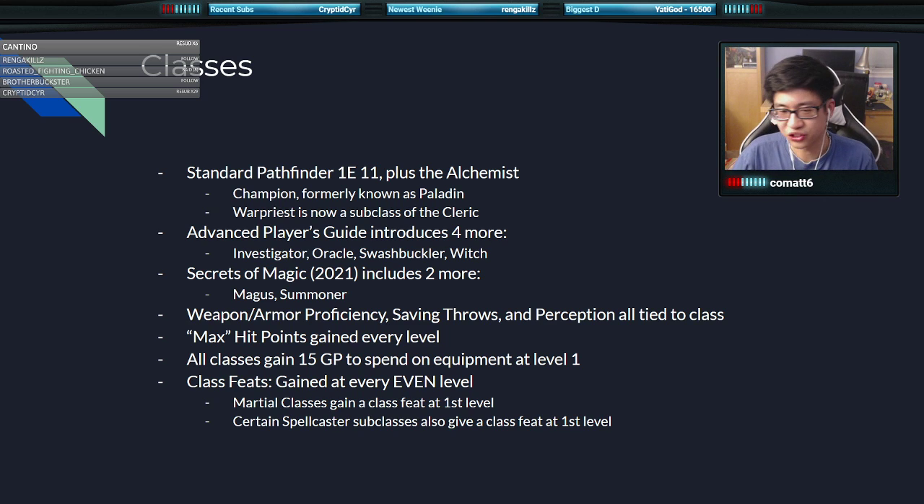And now finally, perception is tied to class. There are 3 classes that can gain legendary in perception, and we'll go over that in a bit. The Ranger, Rogue, and Investigator. Most martials start off as experts in perception, the exceptions being the monk, the champion, and the alchemist, who Paizo gave the middle finger to, but that's a story for another day. You can go watch my video on the alchemist for that.